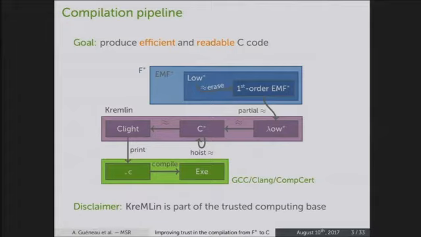So basically, F star is a programming language where people can write code and prove it correct. One goal of the Everest project is to have a nice compilation process to C, that is able to produce efficient and readable C code from F star programs. By readable, we mean close to what a human would write.